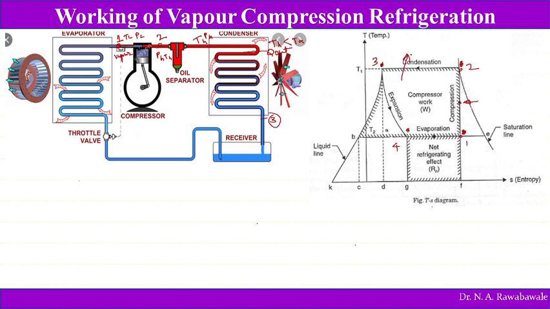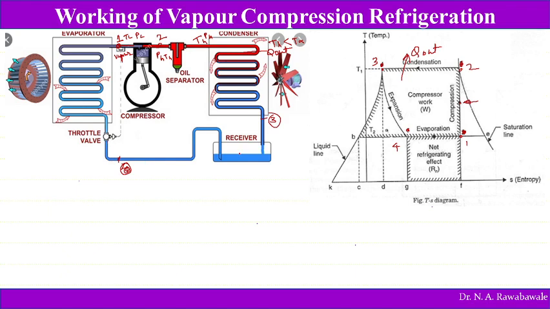So heat is rejected, Q out, and then the refrigerant enters the expansion device. Sorry, at point 3 it enters the throttling valve. This is the device where the refrigerant is collected, which is known as the receiver, and from this receiver it is sent to the throttling valve.